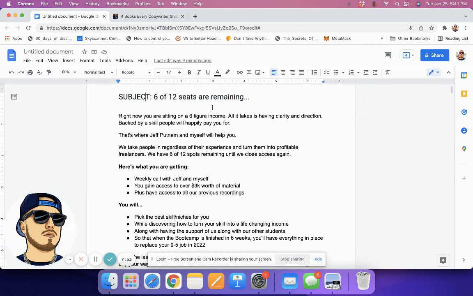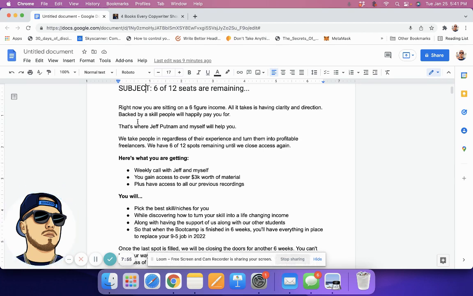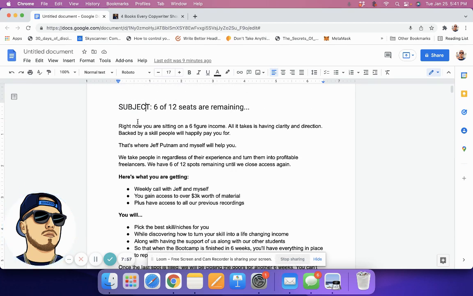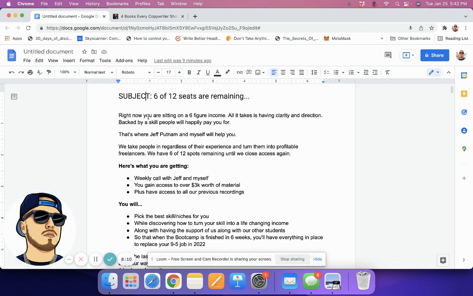Subject: 6 of 12 seats are remaining. So what does that tell you? It tells you there's some urgency. If you want to get your seat, there are 6 of 12 spots remaining. So there are 12 seats, but now there are only 6 remaining. And then if you go into this, right now you're sitting on a 6-figure income. All it takes is having clarity and direction backed by a skill people will happily pay you for.